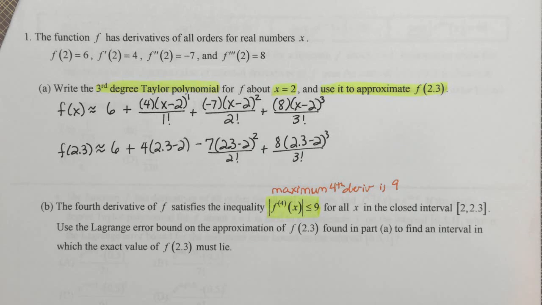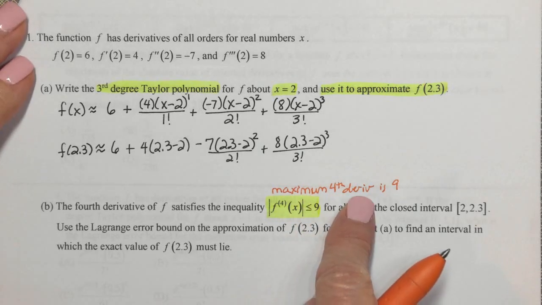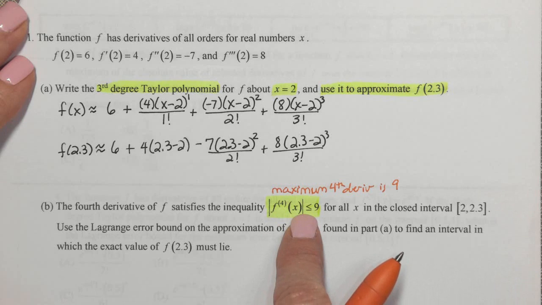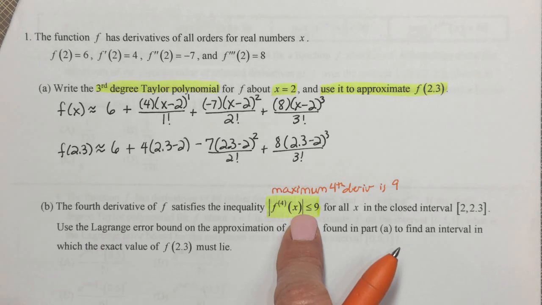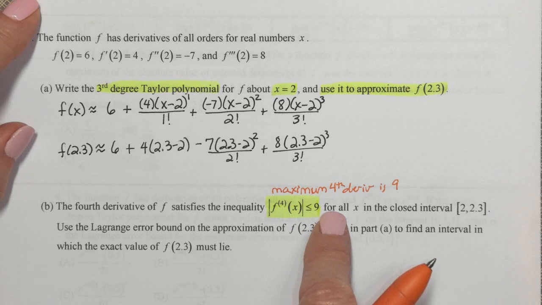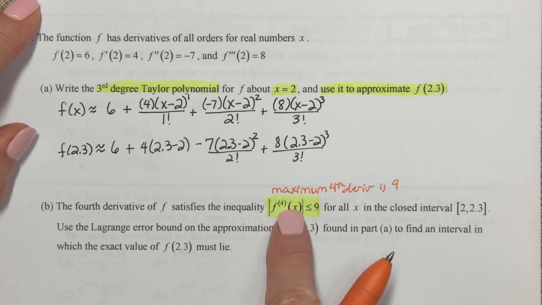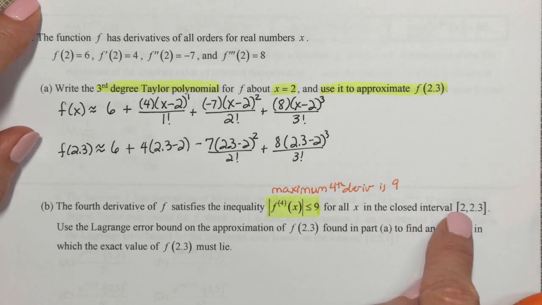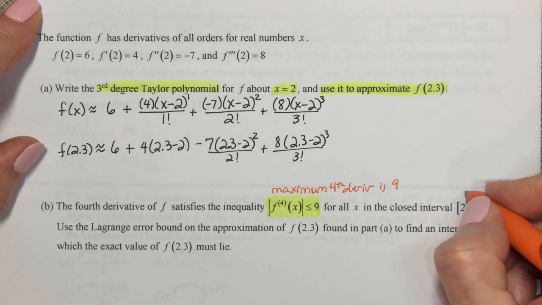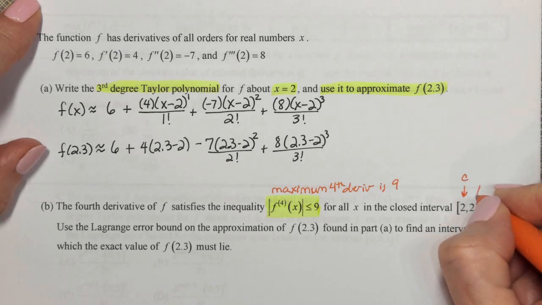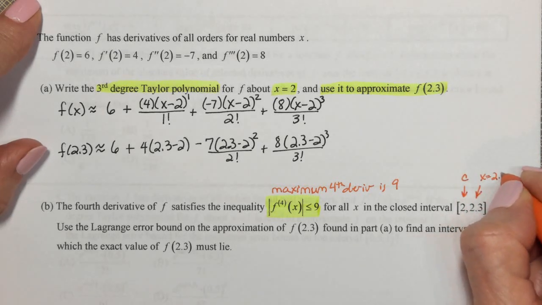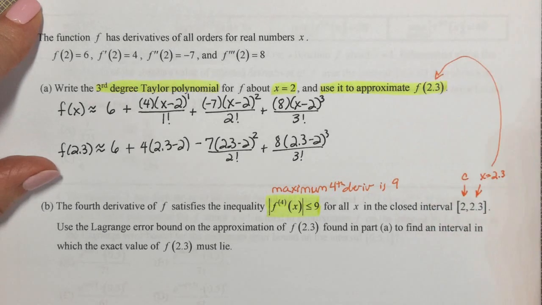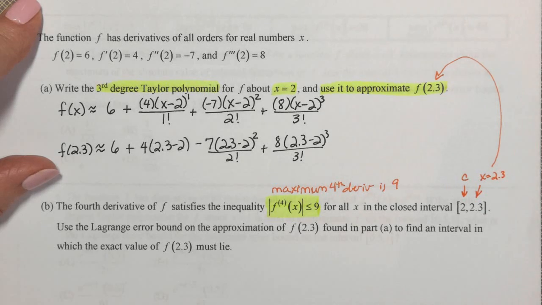Okay, that I already know. Whenever I see this format, I know I'm going to be doing Lagrange, and I sure am. Okay, it goes on to clarify that this is the maximum fourth derivative for all x in the closed interval from 2 to 2.3. From our c value to our given x value that we approximated f at. Okay? That is specifically what we need in Lagrange.